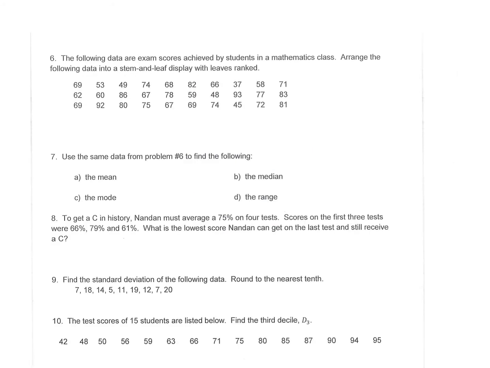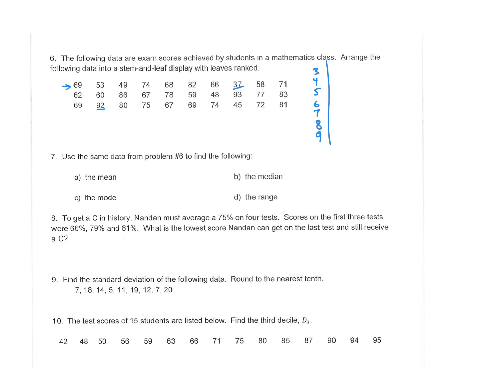Number 6, the following data are exam scores achieved by students in a math class. Arrange the following data in a stem and leaf display with leaves ranked. So first step, we're going to check out the scores. It looks like the lowest is in the 30s, the highest is in the 90s. So the tens digits go 3 to 9.